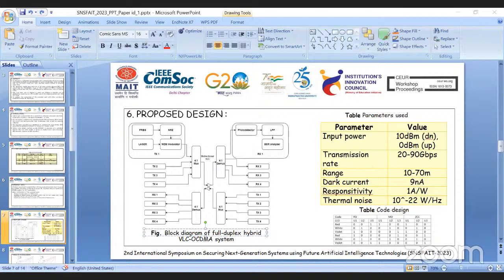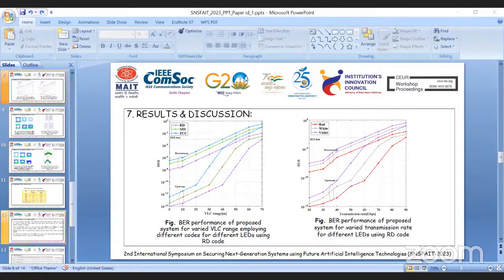Secondly, results and discussions. On the left side I have analyzed BER versus VLC range, observed for both downstream and upstream. For the three types of codes, RD, MD, and ZCC, I have observed that the RD code performs well compared to the MD and ZCC codes, in both directions. Secondly, whenever the transmission range, the VLC range, increases, the performance decreases because the BER value increases. At a BER of 10⁻³, I have considered the threshold value.